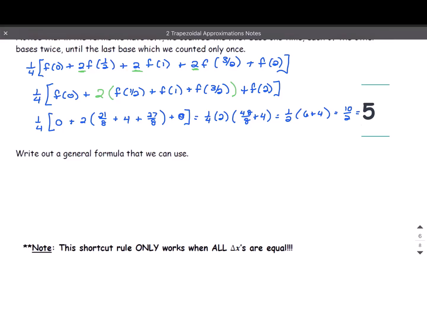Nice. So now a general formula. If we're looking for a trapezoid, we take the height and divide by 2. Whatever the first endpoint is, we put it in the function value once. We double all the other function values until the second to last one, and then add the function value at the right endpoint. Okay? Now what's really important to know, this only works if all the delta x's are equal. If they're not equal, they're not going to have the same h, you're not going to be able to factor it out, and it's not going to work.